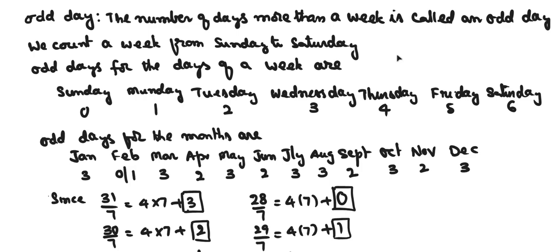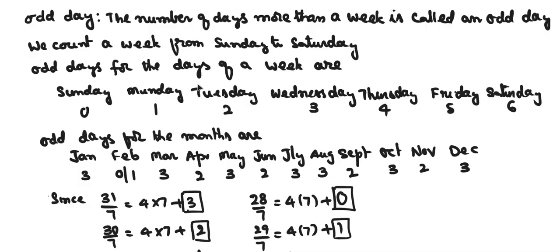To solve the calendar problems, we should know the odd number of days. The number of days more than a week is called an odd day. We count a week from Sunday to Saturday.